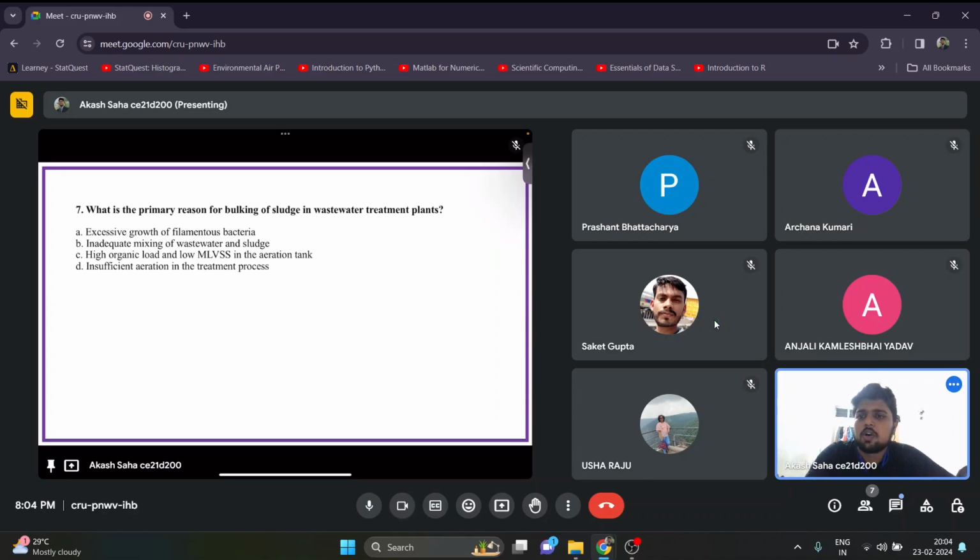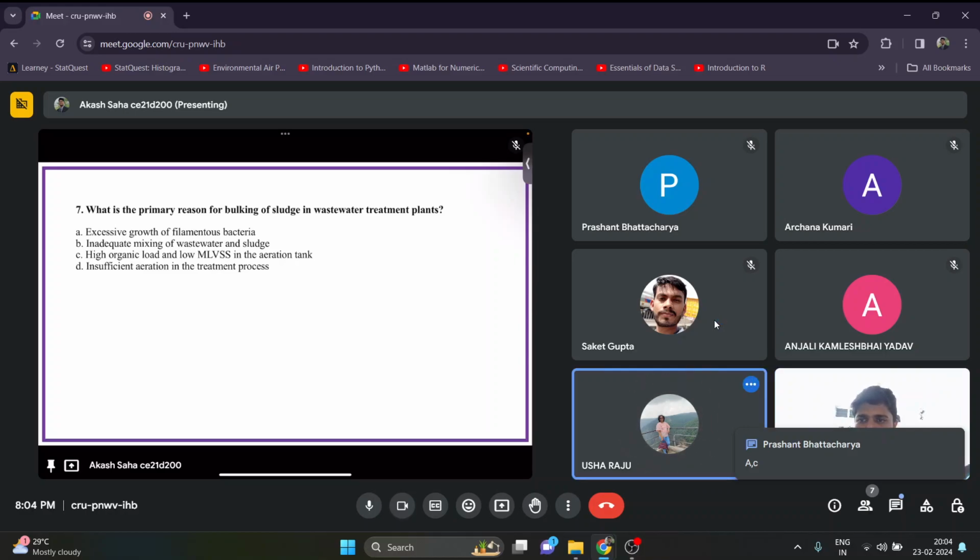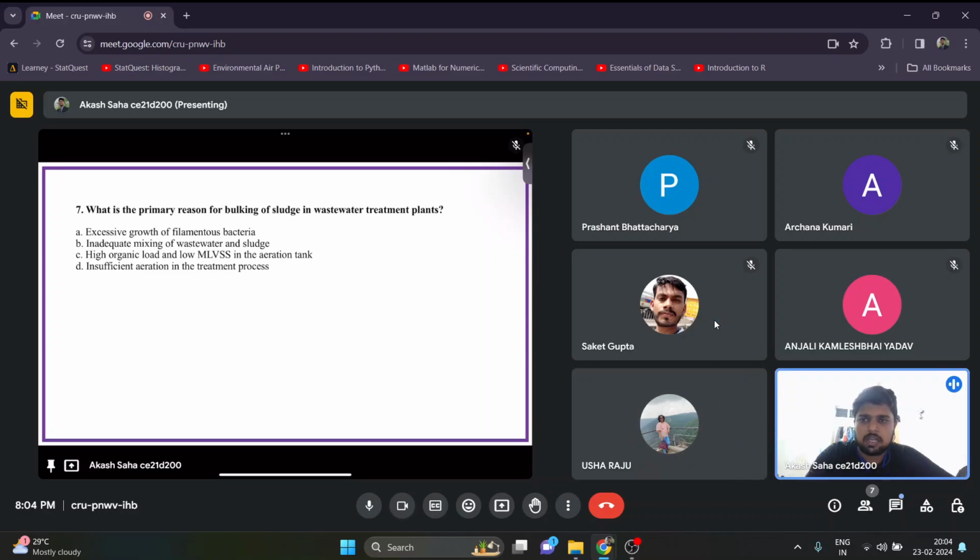Now next question. What is the primary reason for bulking of sludge in a wastewater treatment plant? So here also more than one answer can be correct. Is it excessive growth of filamentous bacteria, inadequate mixing of wastewater and sludge, high organic load and low MLVSS in the aeration tank, or insufficient aeration in the treatment process? A and C. Yeah. So it is true, both of them are correct.